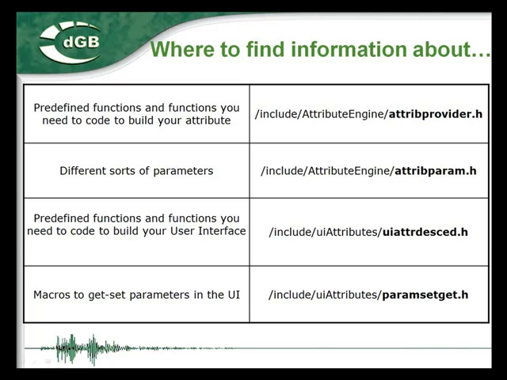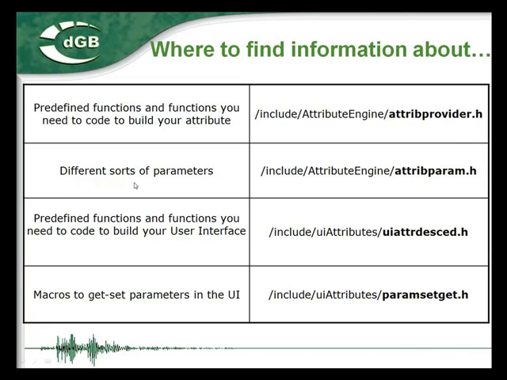So now let me restart with the presentation. Here it is, as promised. Here is a little table on where to find the information. I've been talking a lot about macros and parent classes. If you need to find information about the predefined functions and the functions you need to code to build your attribute, so the functions that are actually in the attribute provider, then you can find that in the attribute engine, in the attribute provider.h file. You have some comments in there to help you get started.